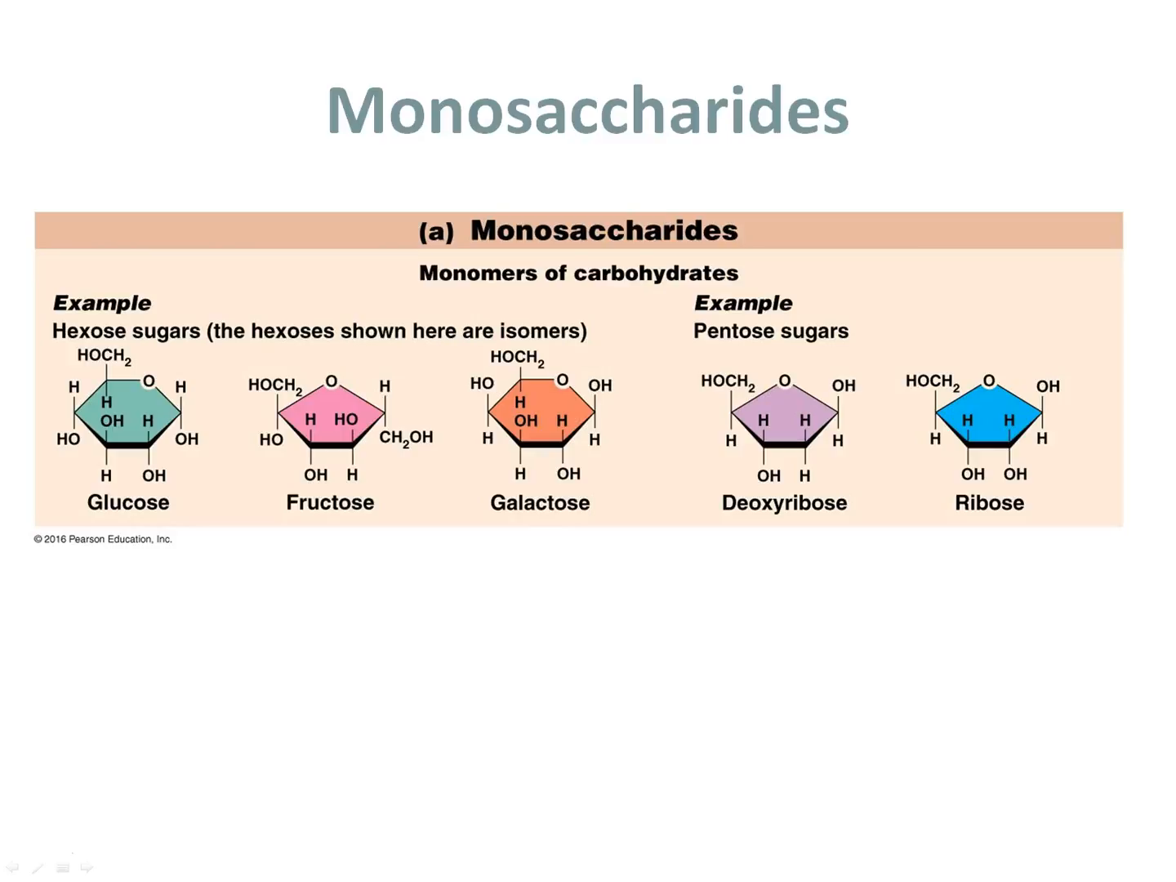So here's our monosaccharides. Our hexose sugars are going to be the main ones we use for energy. Our pentose sugars are found in DNA and RNA, and we don't use those as often for energy. So we have glucose, fructose, and galactose, and then our sugar molecules in our DNA and RNA are going to be deoxyribose and ribose. So notice that our hexose sugars have 6 carbons, and our pentose sugars are going to be in a ring of 5 instead of that 6 ring.